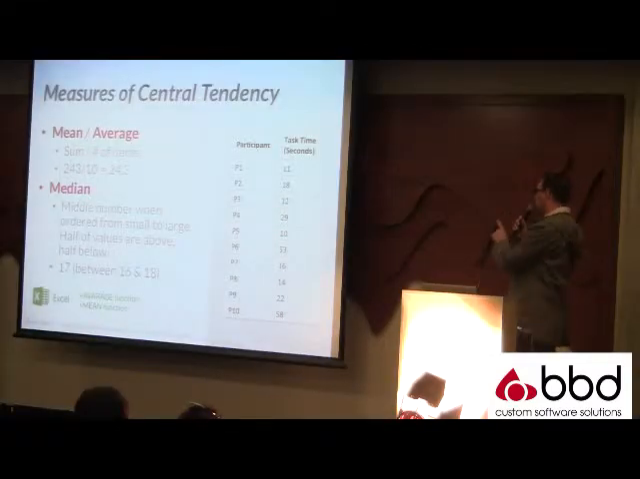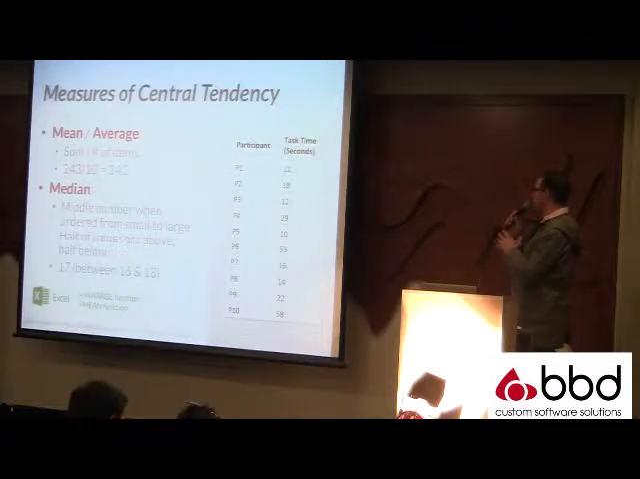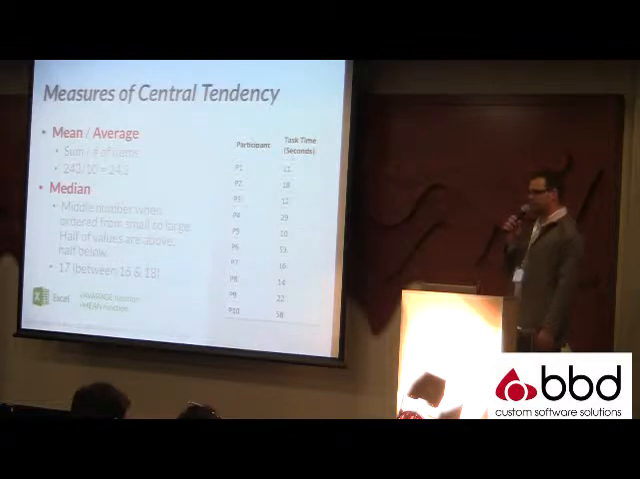So looking at central tendency, on the right we have an example of 10 participants that have completed a task, and we've simply noted the task times. Now, central tendency, one of the most common ones used is the mean or the average. So we simply total all those times, we divide it by the number of items, 10 in this case, and we get the average time of 24.3 seconds.